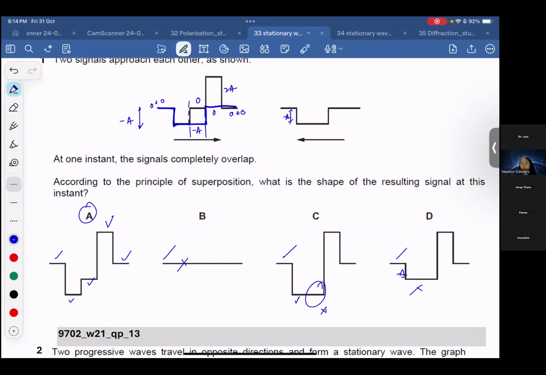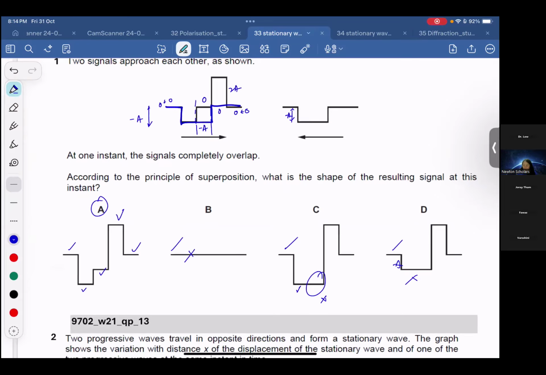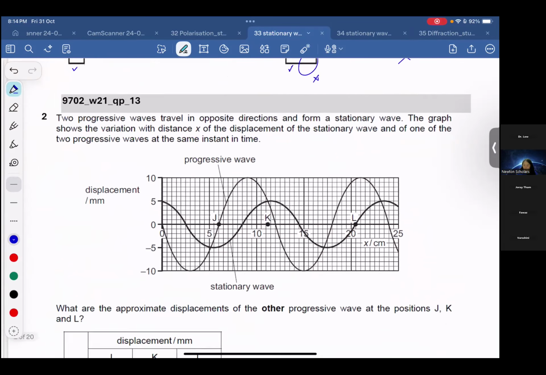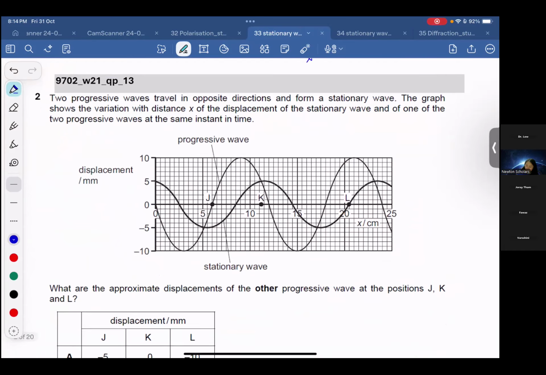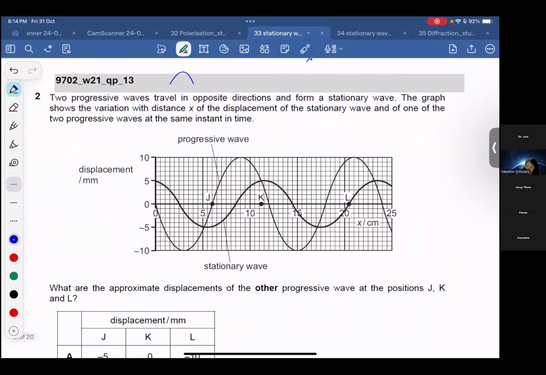Kai Chen, correct. Good job. Fatima, yes. Machine, yes, good job. So you guys understand about superposition. We go to number 2. Two progressive waves move towards each other in opposite directions. So they are going to meet up, and they form a stationary wave. This is your resultant wave.